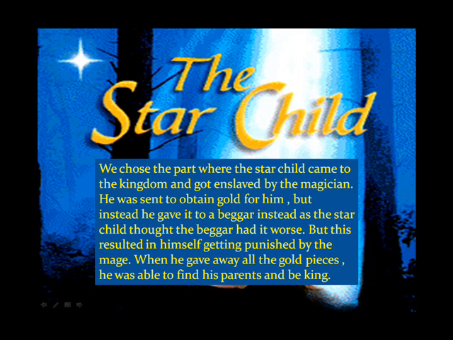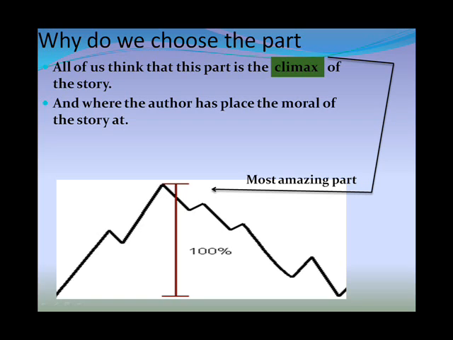We chose the part where the star child came to a kingdom and got enslaved by the magician. He was sent to obtain gold for him, but instead he gave it to a beggar, as the star child thought the beggar had it worse. But this resulted in him getting punished by the magician. When he gave away all the gold pieces, he was able to find his parents, and finally he became the king. All of us think that this is part of the climax of the story, and it is where the message of the author is trying to bring across.